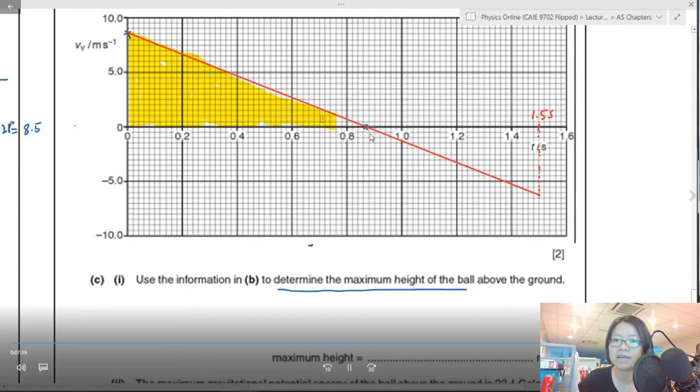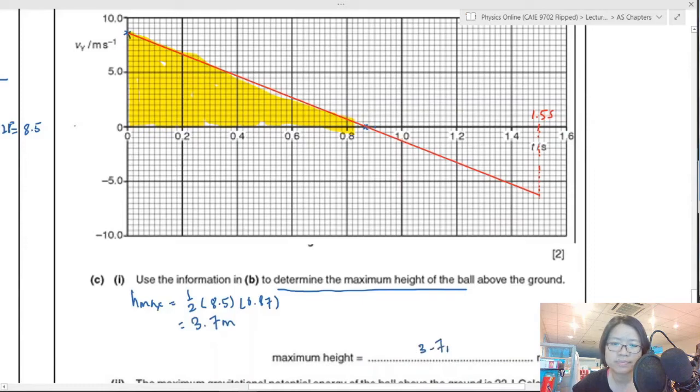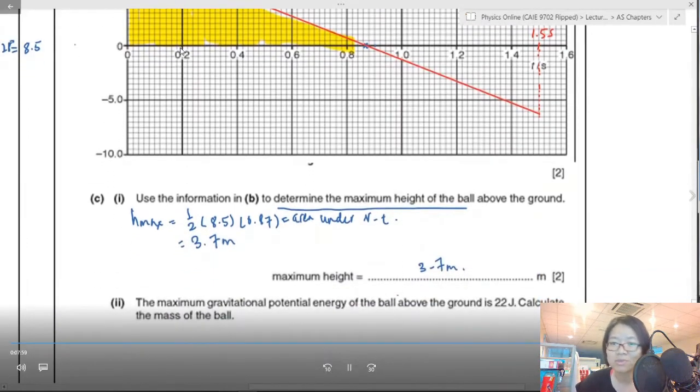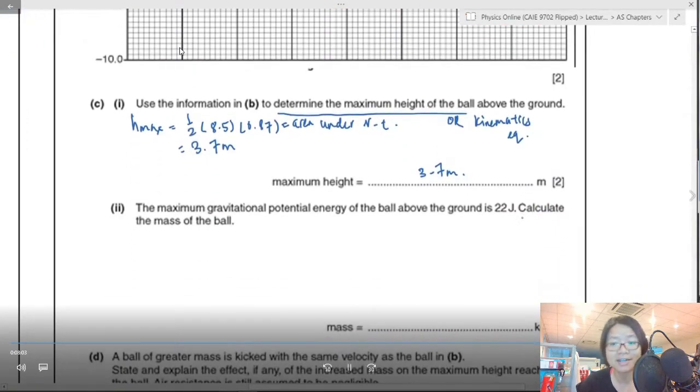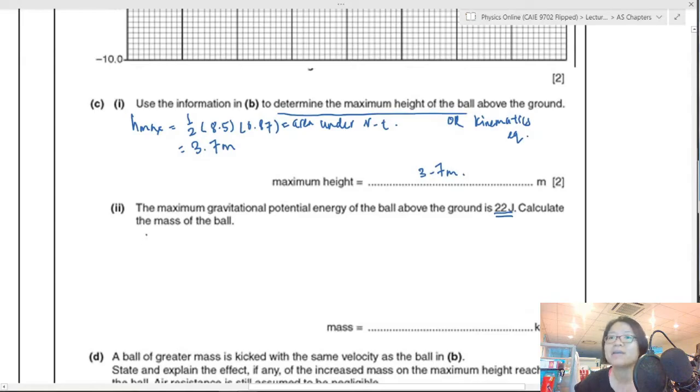Okay, next you want to find the maximum height, which is the area of this yellow triangle, because this is on the way up. So what you can do, you can use half times 8.5 times 0.85. All right, and this will be the maximum height. Of course, you can also use kinematics equations, but then why? You can just find the triangle. It's great. It's wonderful. We move on. Okay, if you want to use kinematics, like your STUVA, can, on your own time.